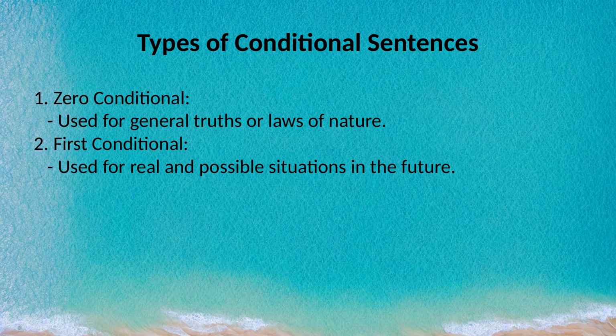Let's go over the types of conditional sentences. Firstly, we have the zero conditional. It's used for general truths or laws of nature. For example, if you heat water to 100 degrees, it boils. Secondly, there's the first conditional, which we use for real and possible situations in the future. For example, if it rains, we will cancel the trip.